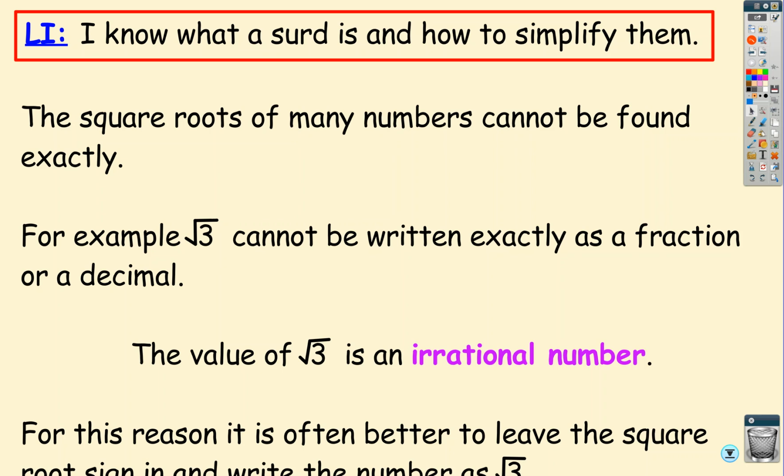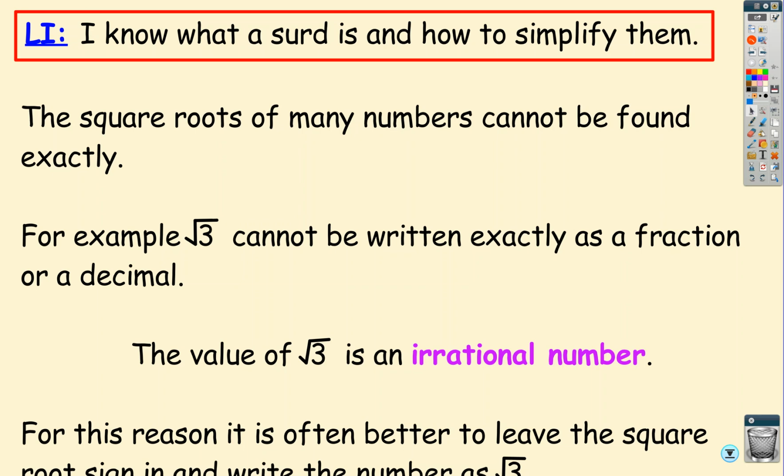Now, a surd is to do with the square roots of numbers. So you can find the square root of a lot of numbers. You can take the square root of 16 and get 4, square root of 9 and get 3, and so on. But there are a lot of numbers that you cannot find the square root of exactly. It doesn't mean that the square root doesn't exist. Of course the square root exists, but you cannot find it exactly.